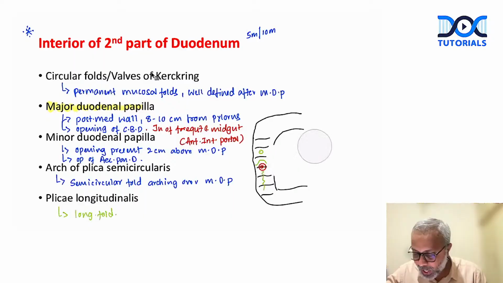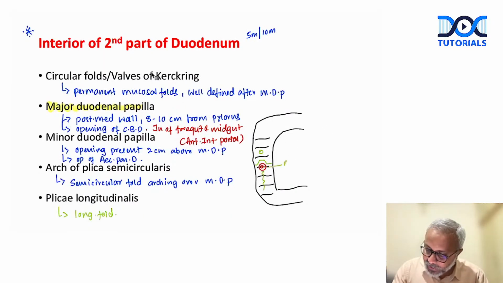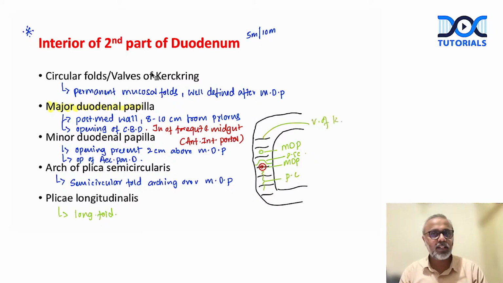So this is one diagram we need to do. Label it: major duodenal papilla, minor duodenal papilla, plicae semicircularis, plicae longitudinalis. These are the valves of Kerckring. Done. Of all the questions that we will discuss today, possibly this is very important, right? The interior of the second part of the duodenum.